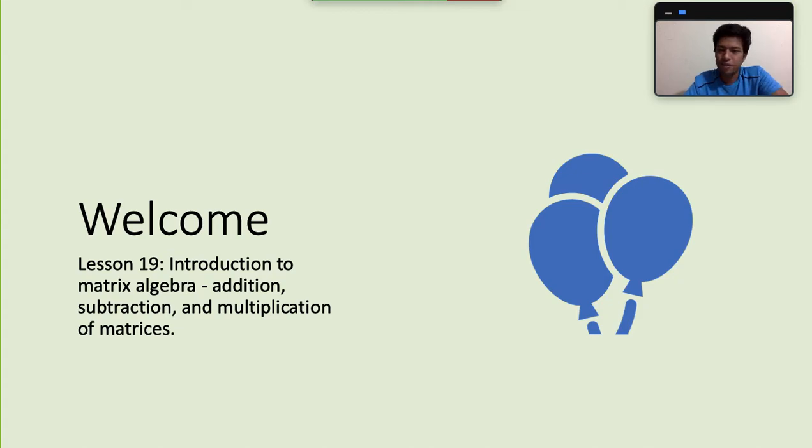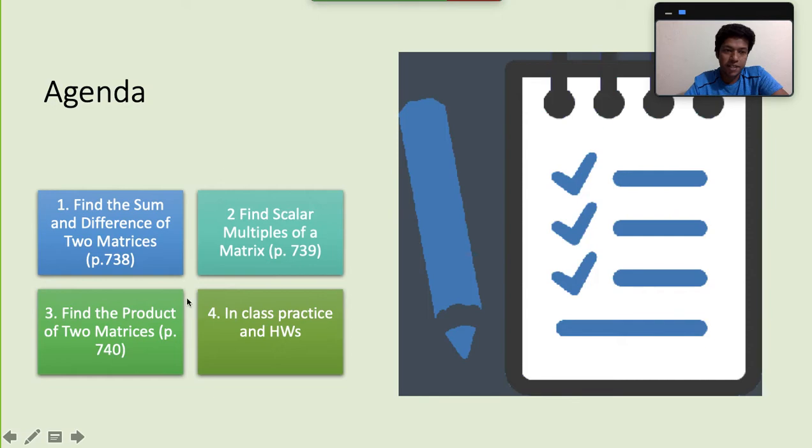This is about matrix algebra, and we have an introduction to matrix algebra, addition, subtraction and multiplication. These three things we'll try to understand in detail in this lesson. So this is the agenda: find the sum and difference of two matrices, find the scalar multiple of a matrix, and find the product of two matrices. Then we have some practice homework or in-class practice.